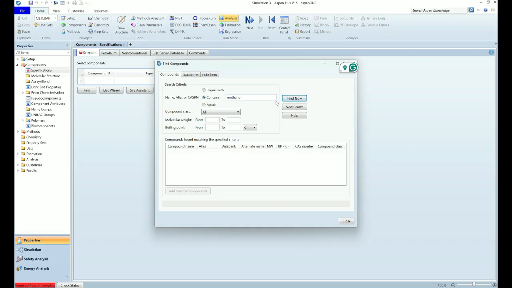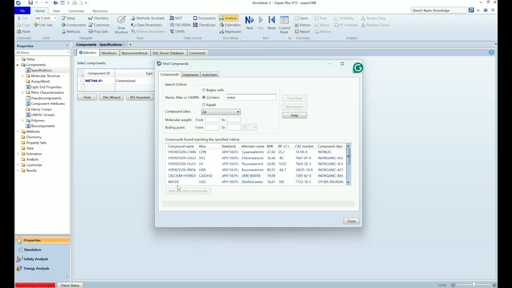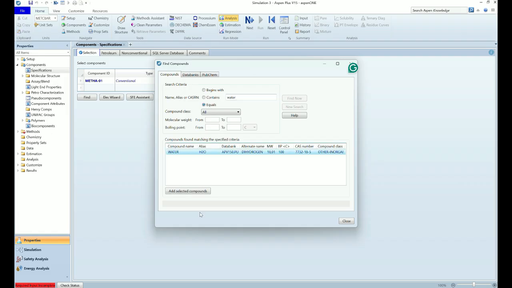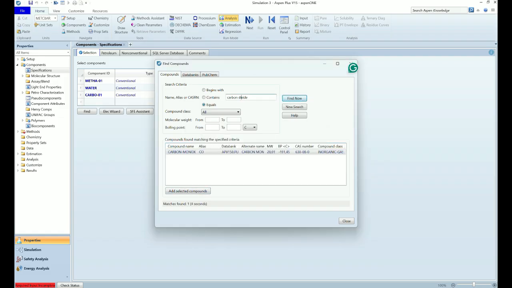Okay, first let's search for methane here. Also water, representing the steam in the methane reforming. Okay, let me find it here as equals, to not find similar compounds. Let's find carbon monoxide, carbon dioxide, and hydrogen.